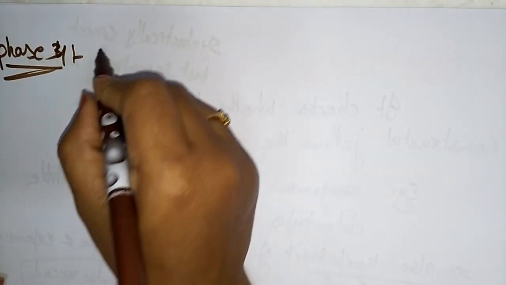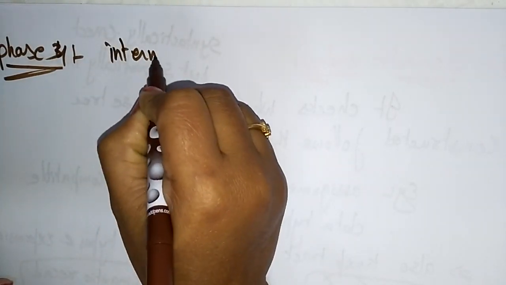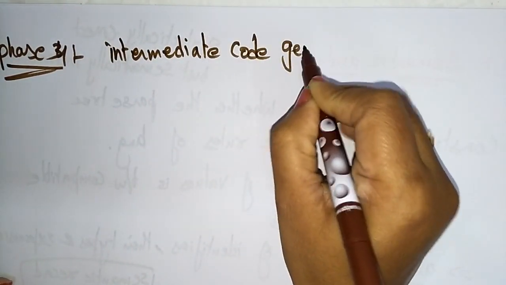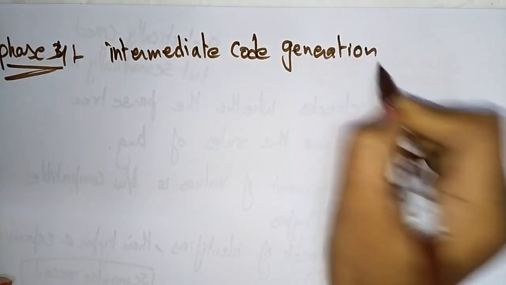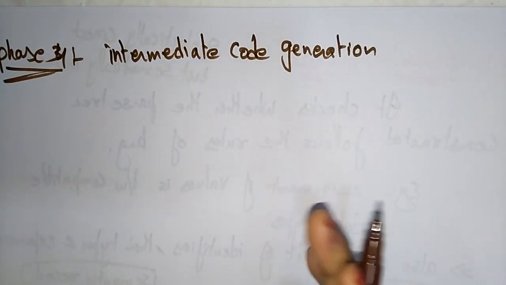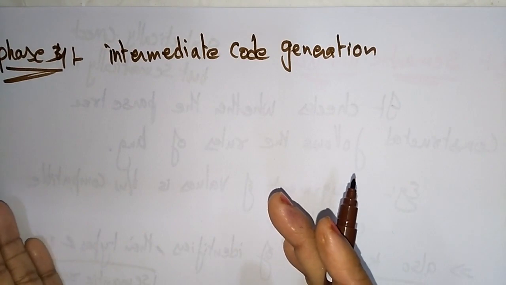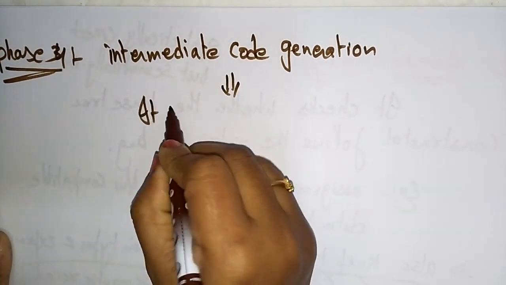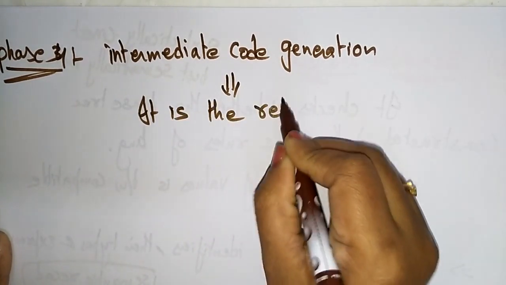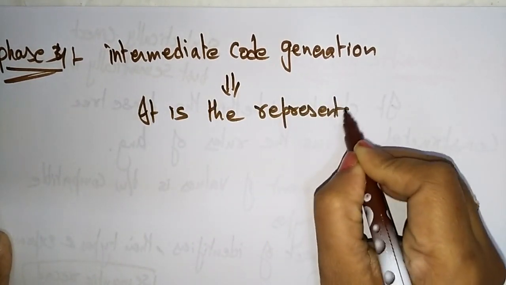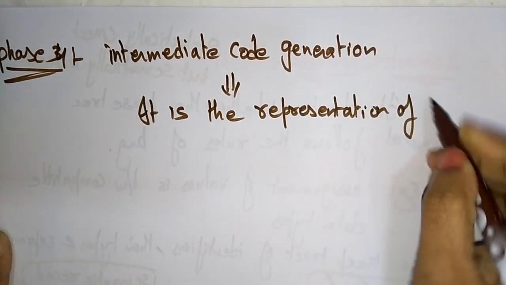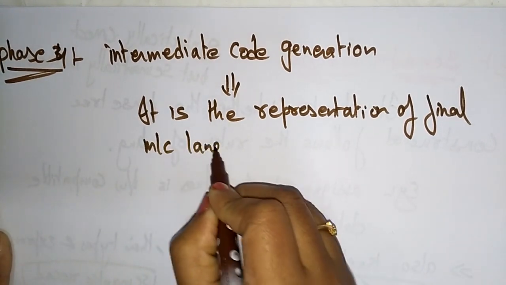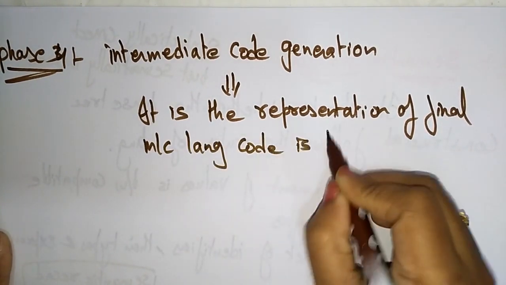Sorry, phase 4 was intermediate code generation. It is the representation of the final machine language code that is produced.